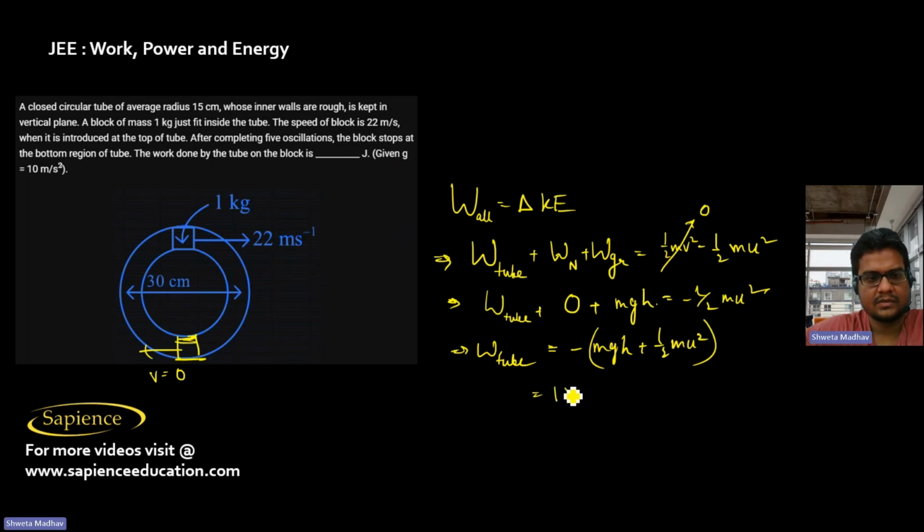This value you have to find. M is 1 kg, g is 10, and the initial height from the bottom region of the tube, h, is equal to 30 centimeters, which means it is 0.3 meters, plus half mu square.